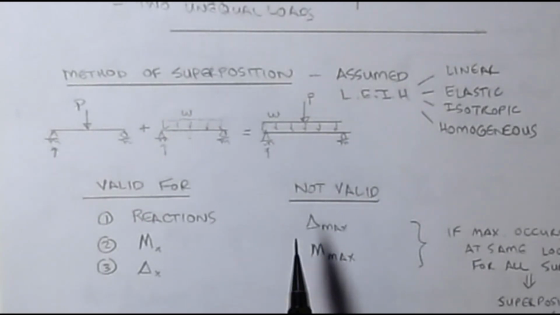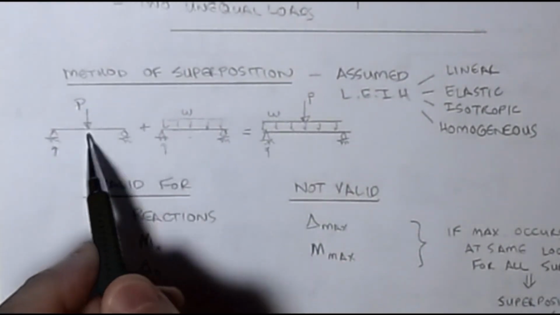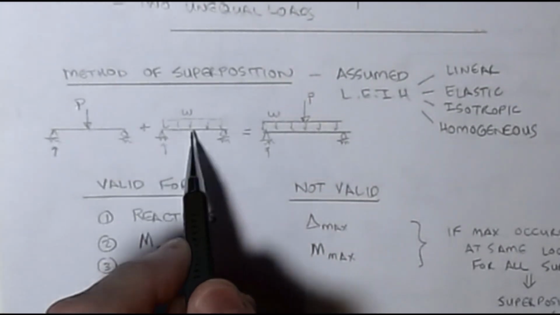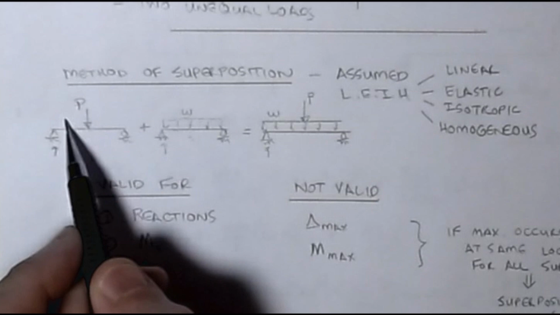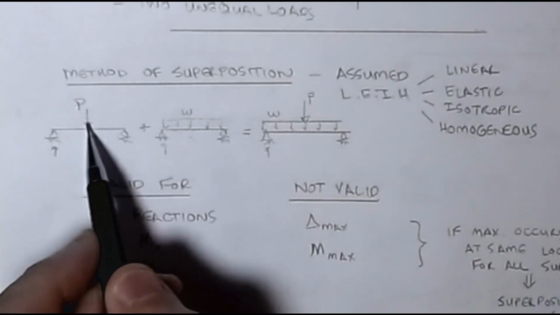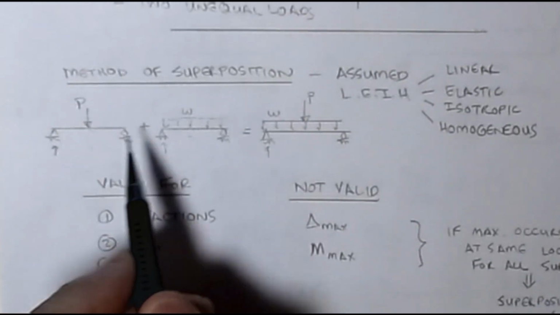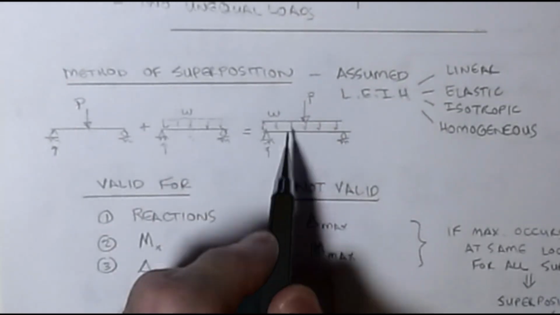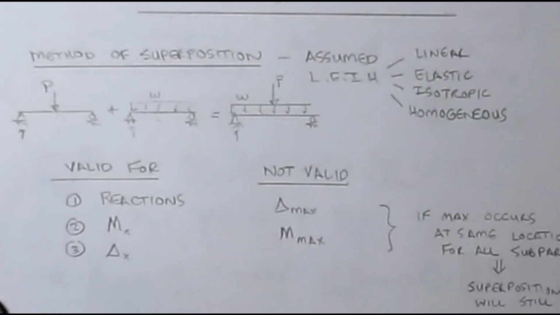Because what can happen is, if this point load is in the middle, then the maximum deflection for this case is at the same location as the maximum deflection for the uniformly distributed case. But if this guy creeps over and is more towards one side than the other, then the maximum is no longer in the middle. And so I can't take a maximum value on this one and add it to a maximum value on this and get the maximum for him. It doesn't work. Okay, so there are some issues with that.